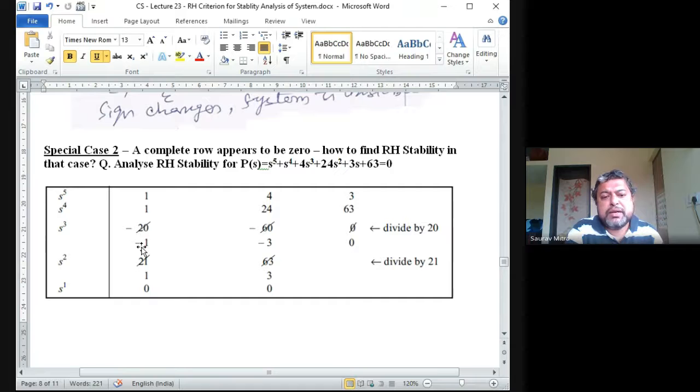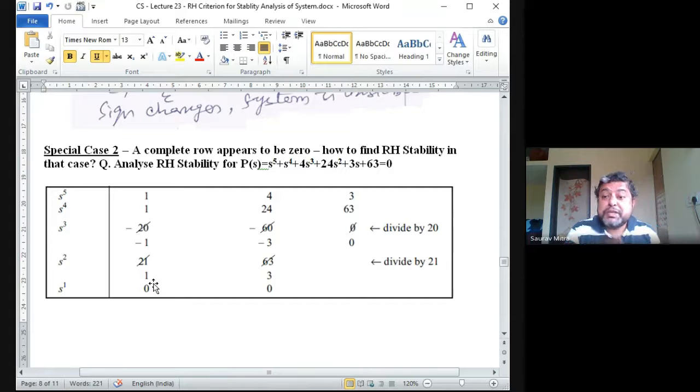Minus 20, minus 60 means minus 1 and minus 3, or you can say 1 and 3 also, it doesn't matter. Then the s^2 row is becoming 1 and 3. Solving, this is minus 1, minus 3, that means 1, 3, and this is also 1, 3. You will find that the s^1 row completely becomes equal to 0. So what was special case 1? In special case 1, the first element was becoming 0. How did we solve it? Just take the first element as epsilon and proceed. Do the whole table, then check the first column, and whatever signs you get, accordingly say whether the system is stable or unstable.